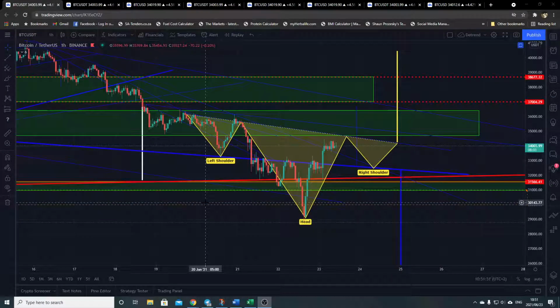Okay, welcome guys to Harbor Trader X technical analysis today. Today we're going to go through a number of charts. We're going to go through this chart, which is the potential head and shoulders, or inverse head and shoulders, on the 1 hour chart.